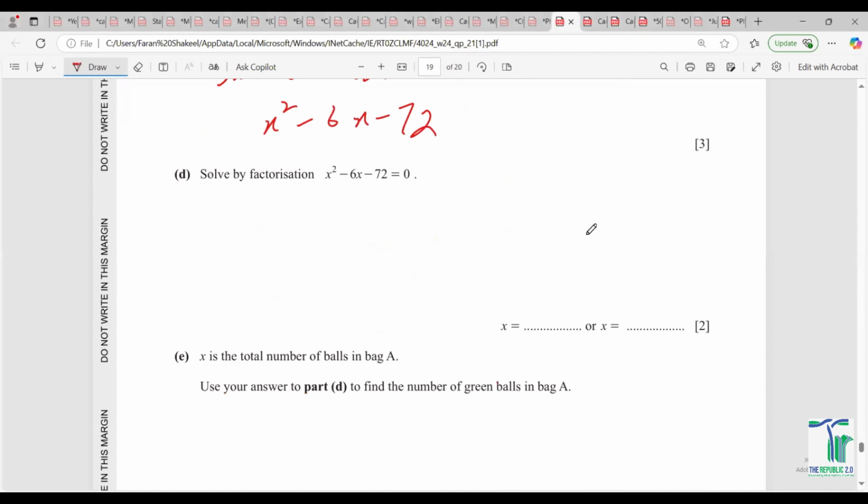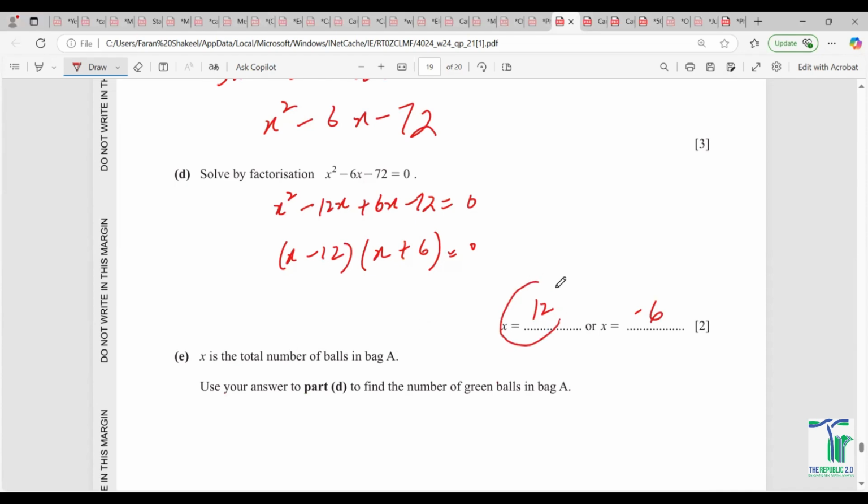Okay, now in the D part, we need to factorize x squared minus 6x minus 72, which is equal to 0. Well, 6 12s is 72, so you can simply write it down as x squared minus 12x plus 6x minus 72 equals 0. And that would give you x minus 12 times x plus 6. So you can have two values of x, which are 12 and negative 6. So x is the total number of balls in bag A, right? So what does that mean? That we have got 12 balls in bag A.